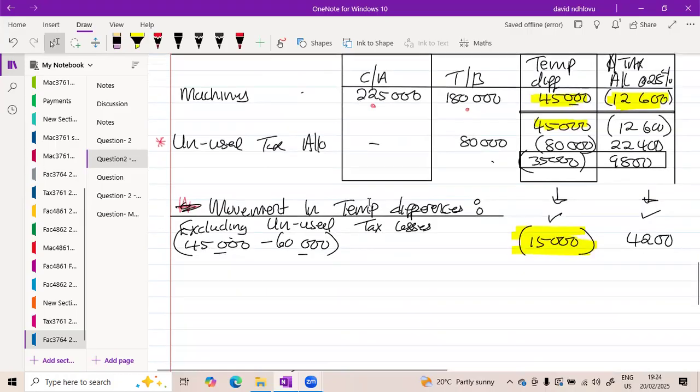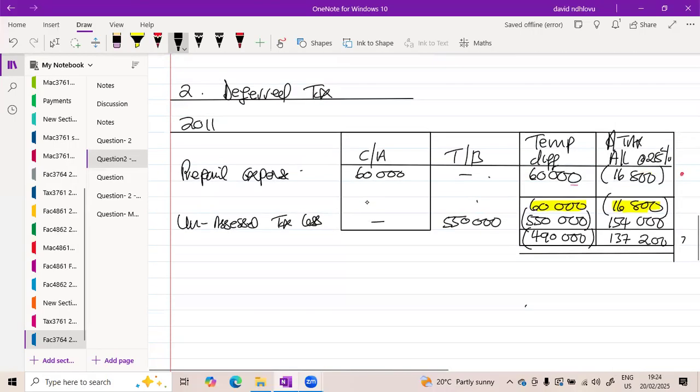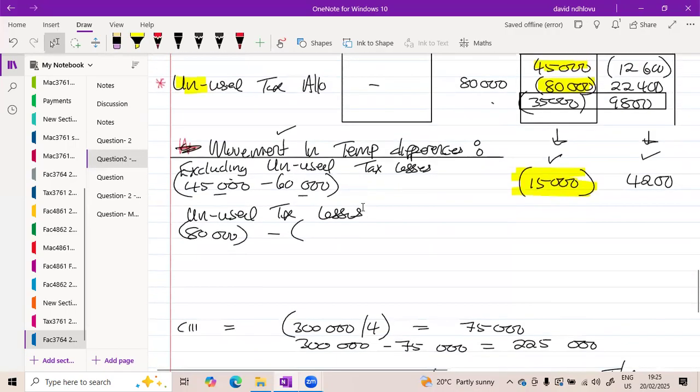Right, once we have this, then we can conclude the movement. You can't conclude that movement until you have got this line. Right, because now you want movement in unused tax losses. Then you say, what are your tax losses? Balance, the tax losses balance is 80,000 at the end of the year. It's a negative amount, so I'll say 80,000 in brackets. Right, minus, I go to the prior year. Right, what was my balance of unused tax losses in the prior year? 550 negative.